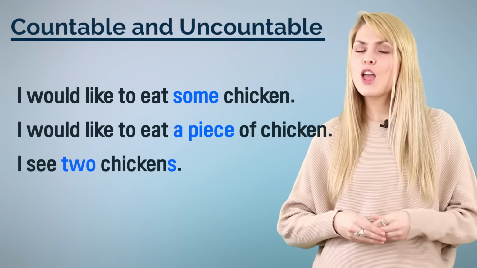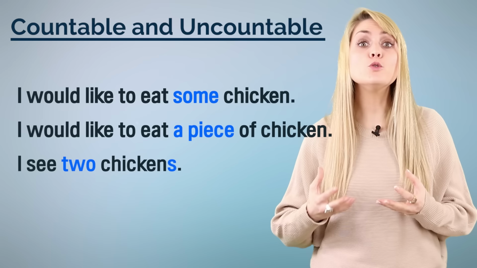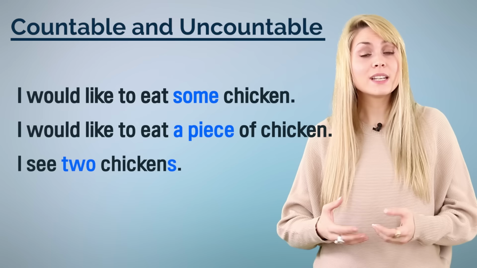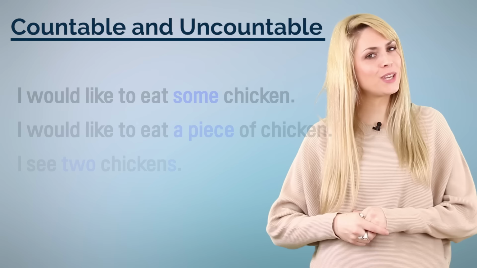Why? Because in the first 2 sentences, chicken is food. But in the last sentence, chicken is an animal. So the animal is a countable noun. Chicken as food is uncountable. Hope you get it. Let's move on to example sentences now.